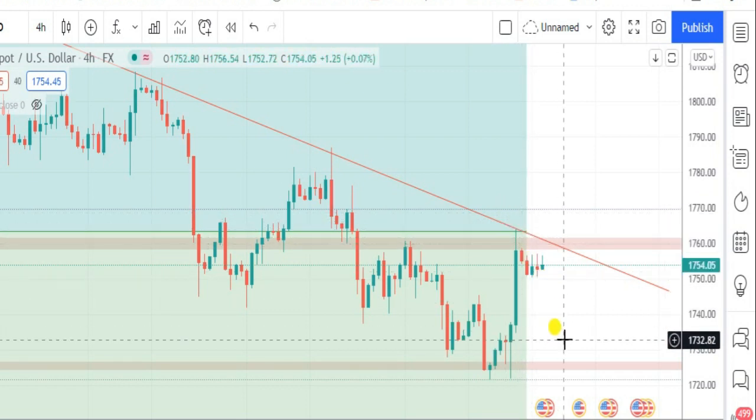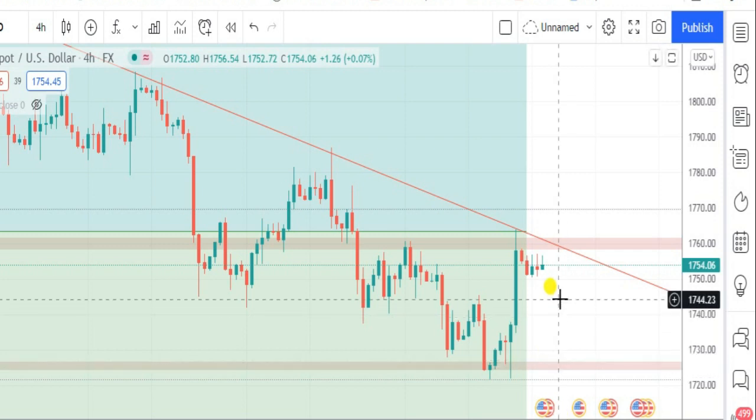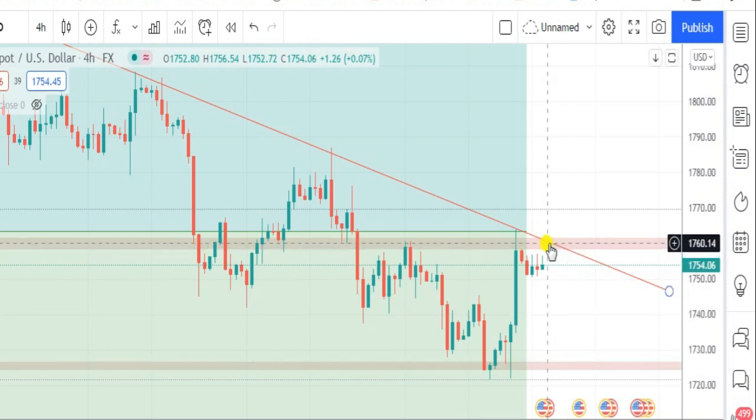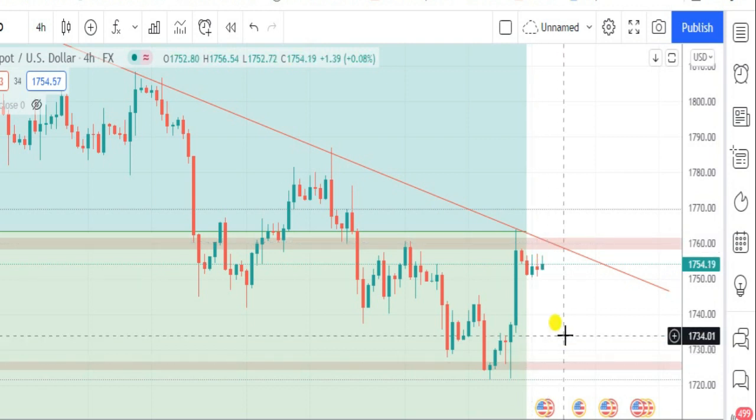So you have to keep in mind that if the market gives a closing at any H4 time frame above the 1760 level, then you also have to look for a buy trade, and that trade would be an intraday trade, not a swing trade.